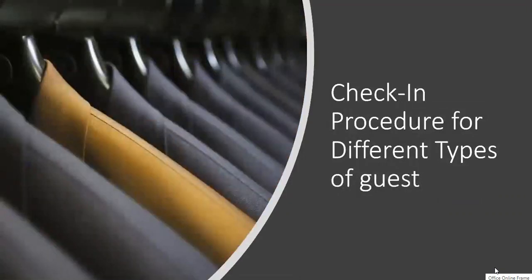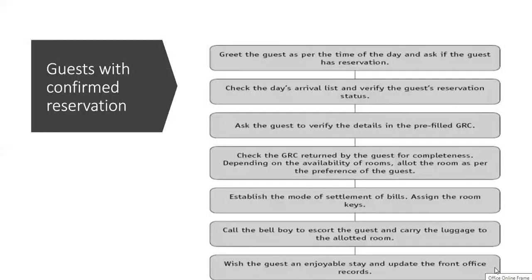Now let us see the check-in procedure for different types of guests. There are many guests who come. There are walk-ins, there are confirmed reservations, there are VIP guests, and there are SPATs, there are scanty baggage guests, there are groups and crews. So let us start with a confirmed guest.